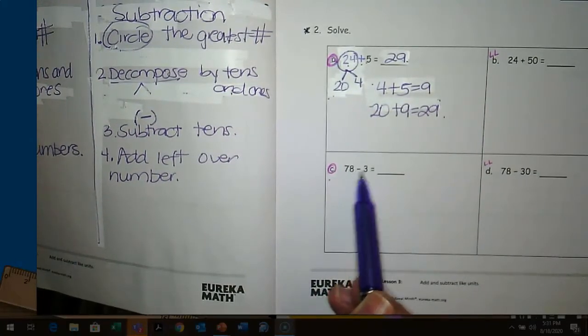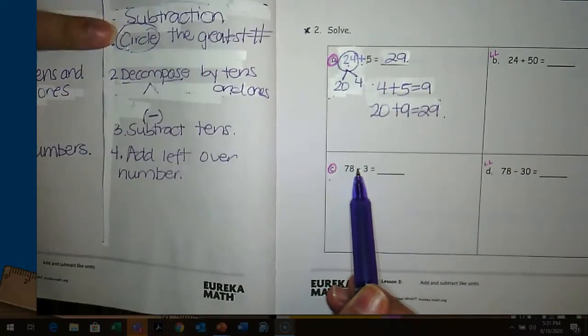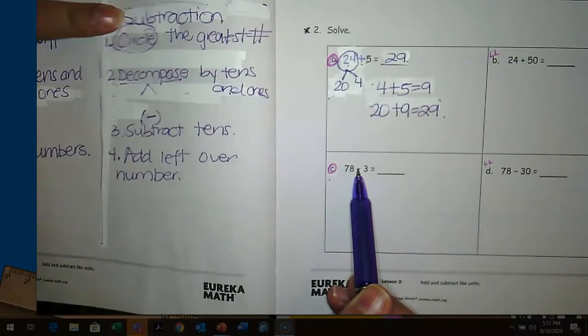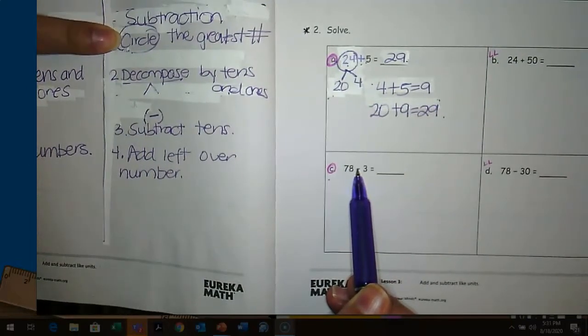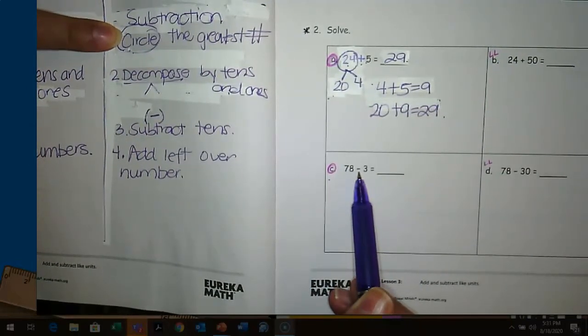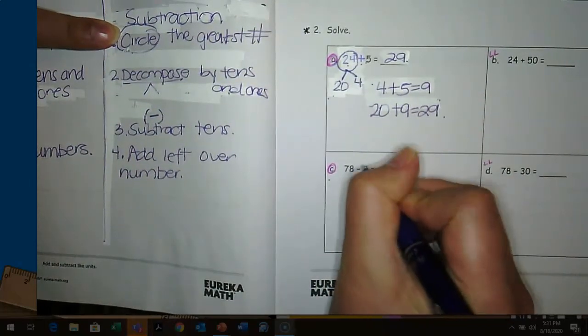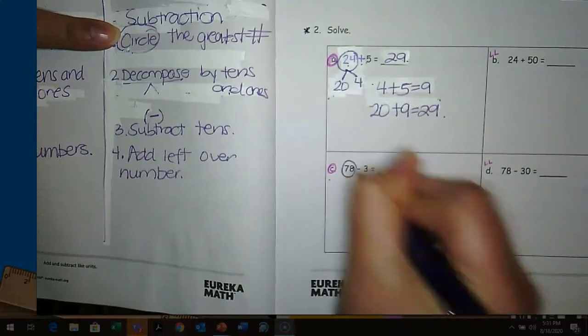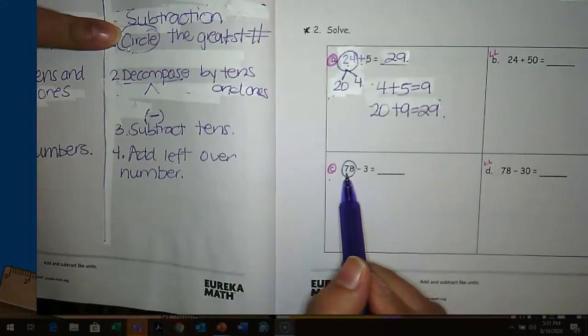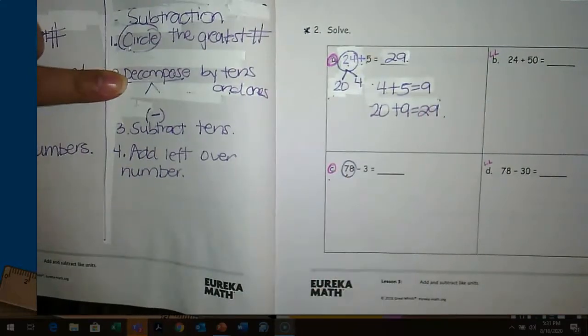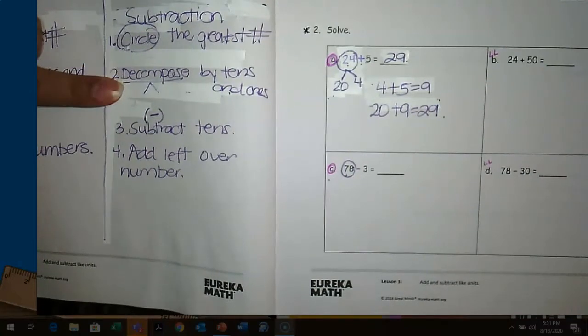It's a subtraction because I see the sign right here, boys and girls. So let's follow the steps of the subtraction, and they're right here. The first one is circle the greatest number. Let's circle the greatest number. I bet you circle 78 like I did. Terrific. Step number 2 says decompose by tens and ones.